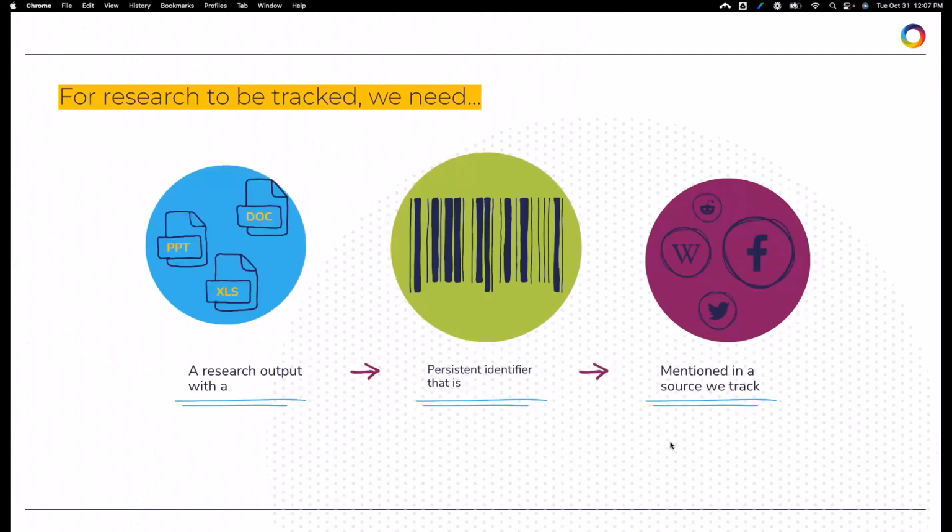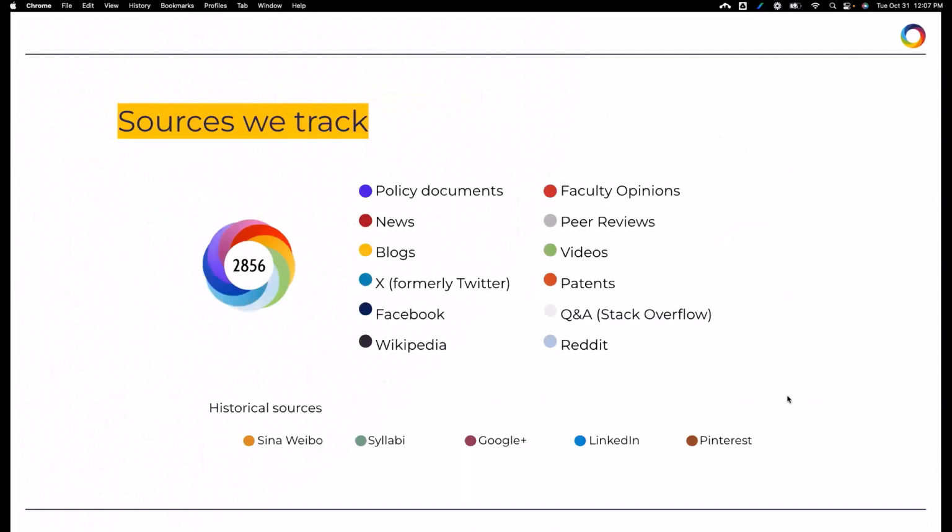In order for us to track research, we need a research output that has a persistent identifier that's mentioned in a source that we track. And of course, we don't track the entire internet. There are certain sources that we do track, like policy documents, faculty opinions, news, blogs, etc. We have specific numbers for you if you're interested, and I can also share how you can find which particular blogs and policy documents we're tracking. But these are the sources that we track.